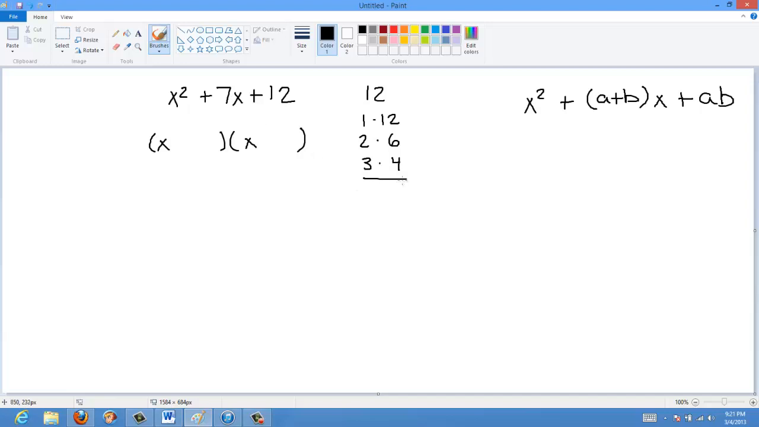And what you can find is that 3 times 4 does that. So I can get x plus 3 and x plus 4, and that is the answer to this problem. When you multiply them back, you get x squared plus 3x plus 4x plus 12, which is x squared plus 7x plus 12. And that's that.